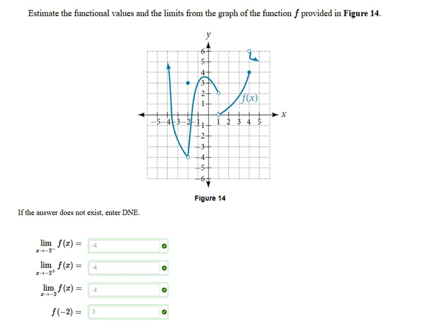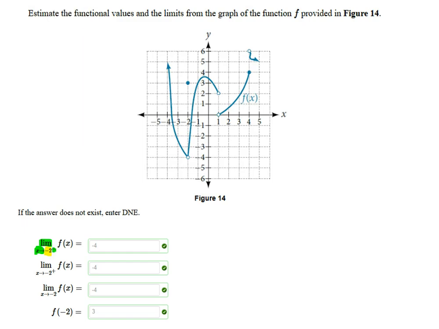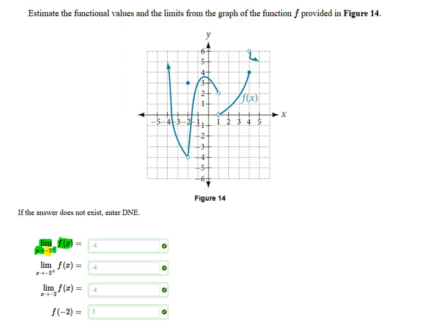All right, estimate the functional values and the limits from the graph of the function f provided in figure 14. The first one they want me to do is find the limit as x approaches -2, but from the left on the function. And on the x-axis, -2 is right here.